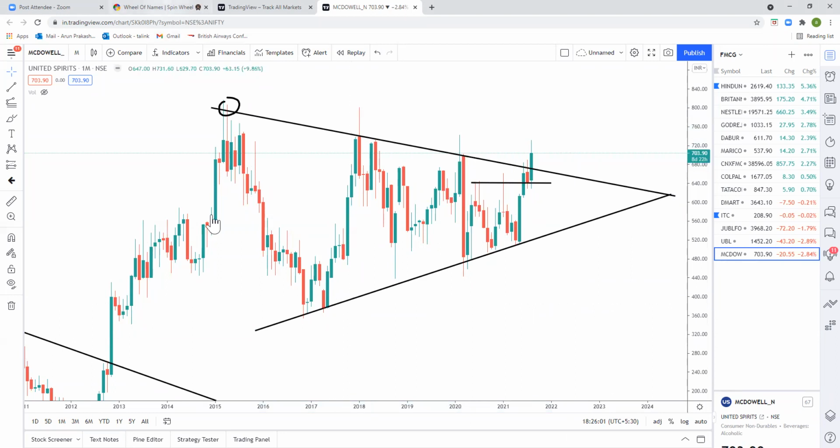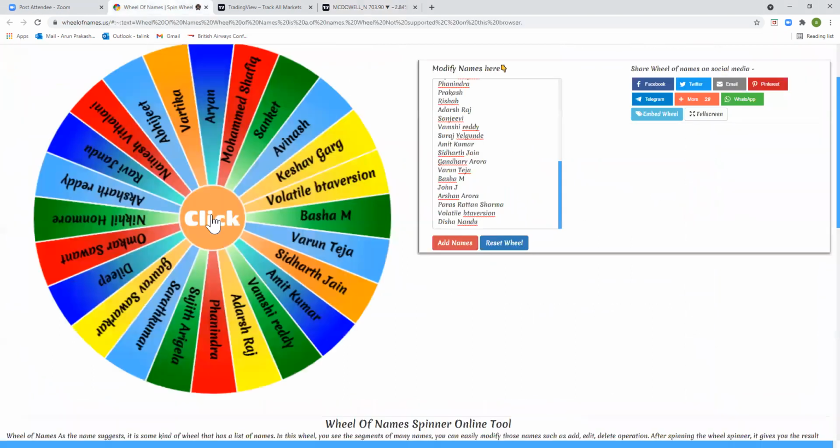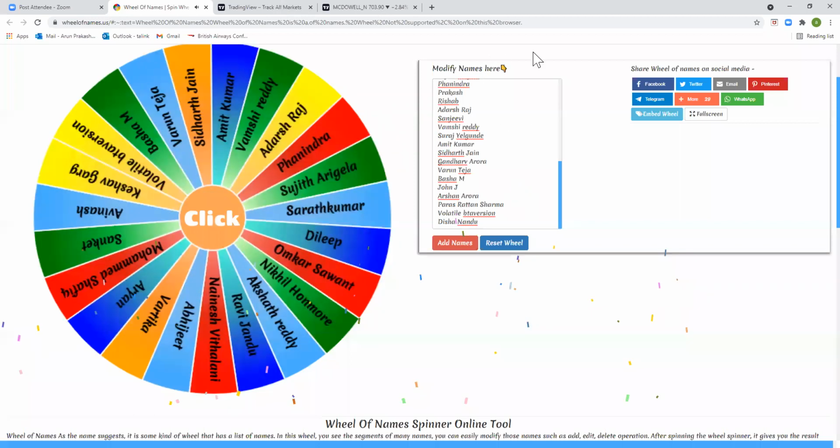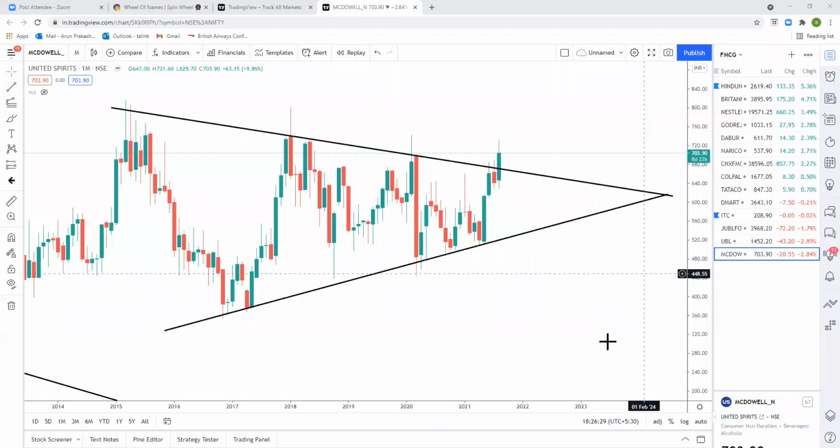We'll move ahead. Okay, it's Gaurav, bro. Yes, hello, sir. Hi, man. I already cleared all the doubts. I'm finding difficulty in exiting the trade that you shared about the Dow theory. Okay. Good. Thank you, sir.